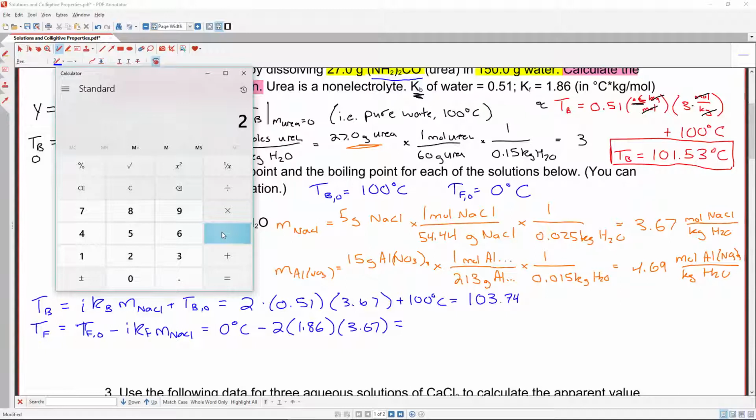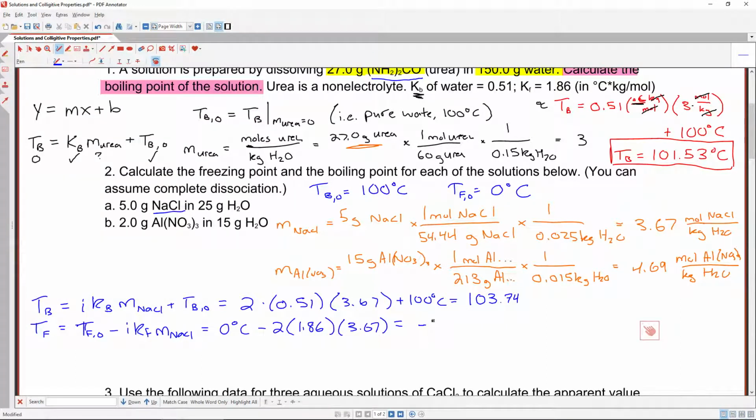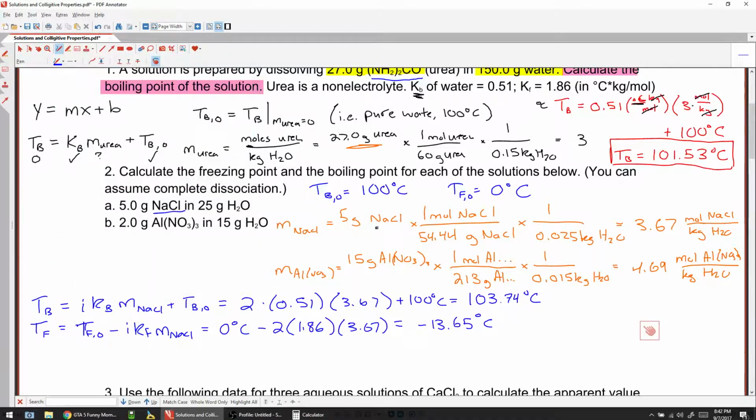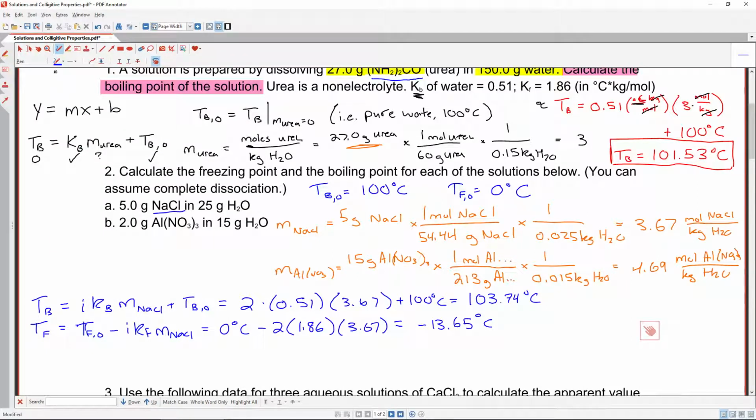Right, so 2 times, I know I've ignored the negative, but I will tack that on at the end. So 0 minus 13.65 is negative 13.65 degrees C. Yes. Okay, I will do the other two in a different color.